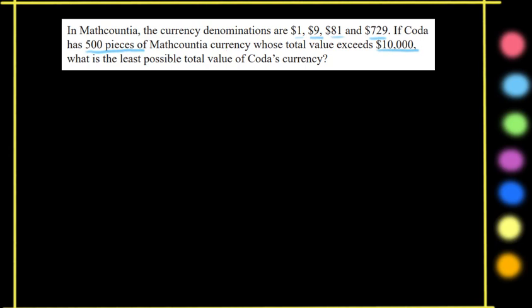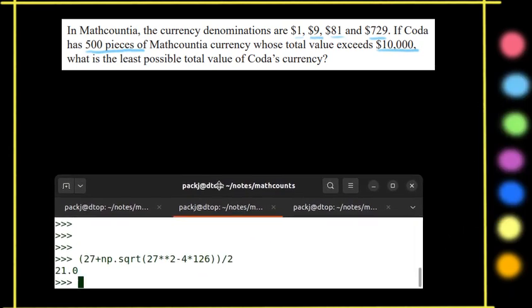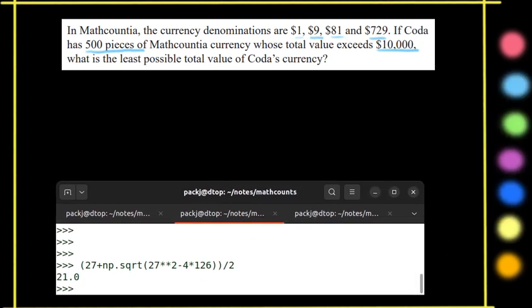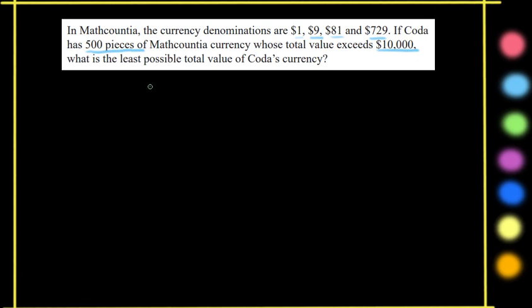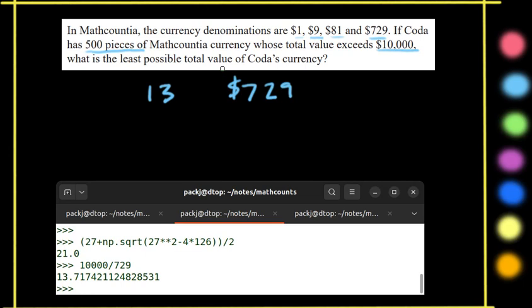So I'm going to bring Python in again so that I can do a little bit of calculations here. So let's take our $10,000 that we have, and let's divide it by 729, which is the biggest piece of currency we have. That tells us it's 13 and some change. So we could have 13, for example, 13 $729 bills, right? So let's say we've got 13 of the $729 bills. And now we have some money left over. How much money do we have left over? Well, we have 10,000 minus 13 times 729. We have $523 left.